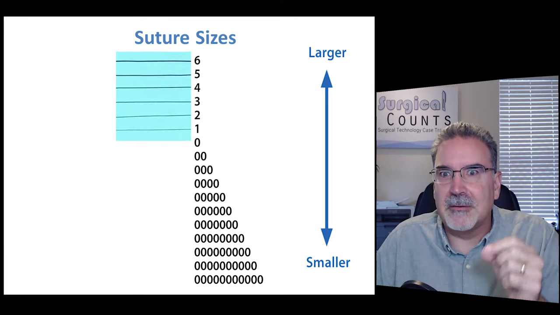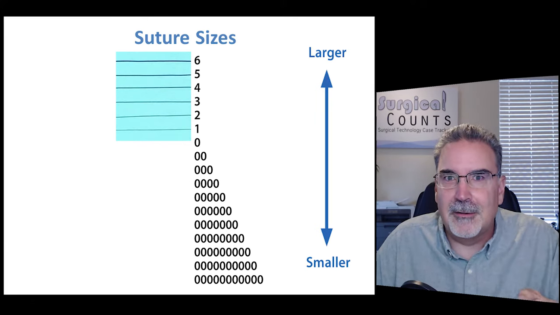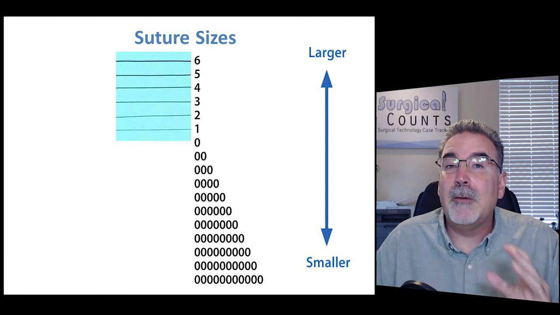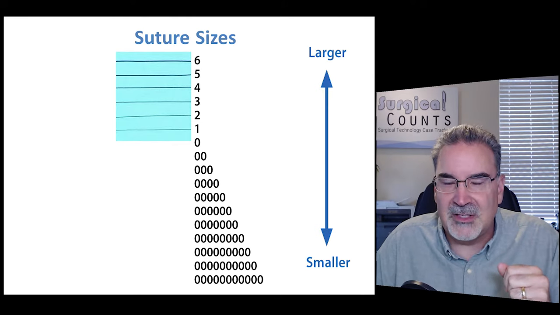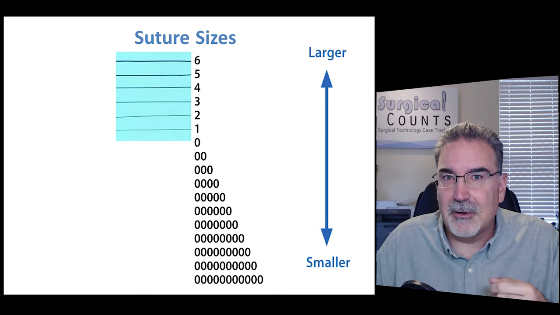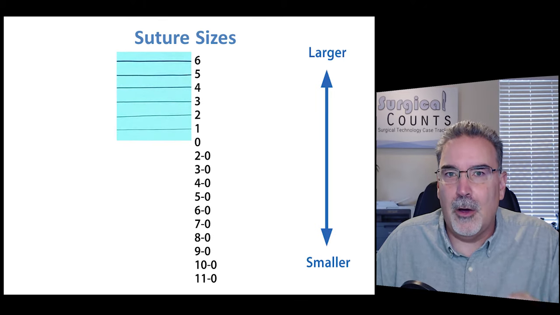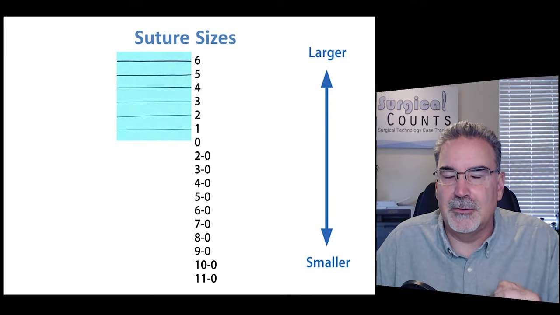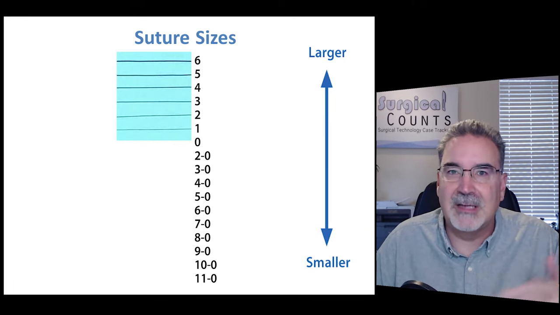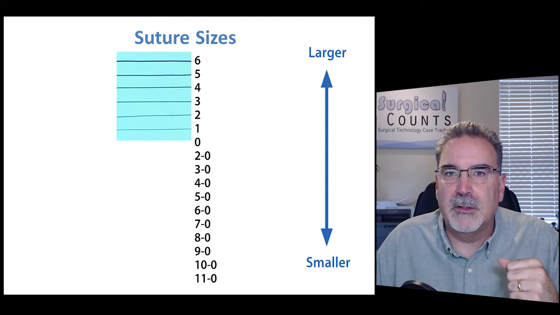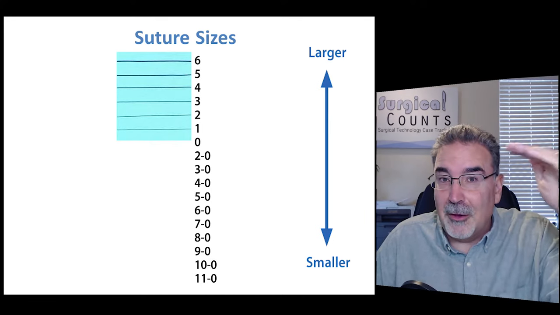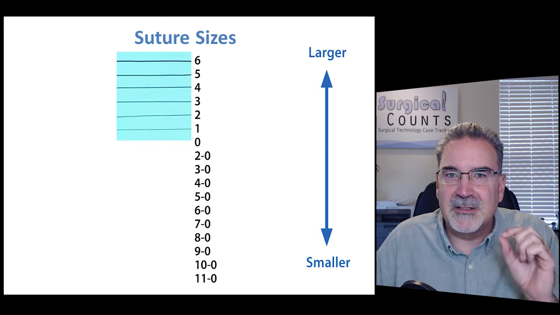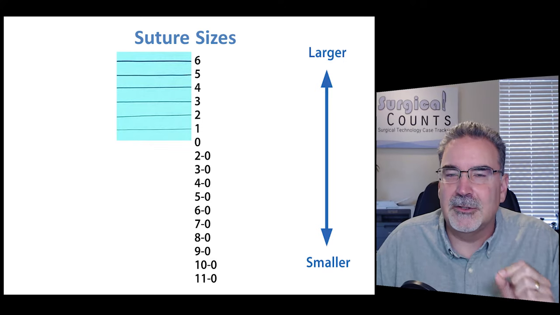So 00000000000 suture. Well, that's crazy now at this point. So we've got to come up with a way of simplifying this as well. And the way we do that is simply by counting the number of zeros. So that suture with 11 zeros, we're just going to call it an 11-0 suture, 10-0 suture, and all the way down to 2-0 suture. Now, 0, that's just going to be 1-0, so that's just 0. And then, of course, the standard 1, 2, 3, 4, 5, and 6. So 6 being the largest, down to 0, and then all the way down to 11-0, which is the smallest, very, very tiny suture that you're going to see.